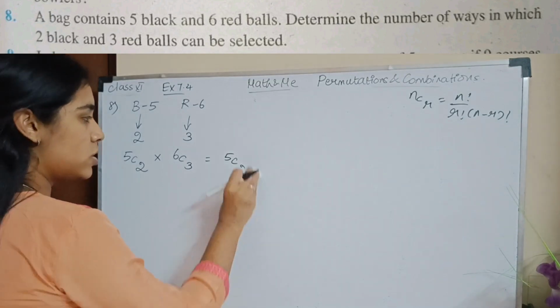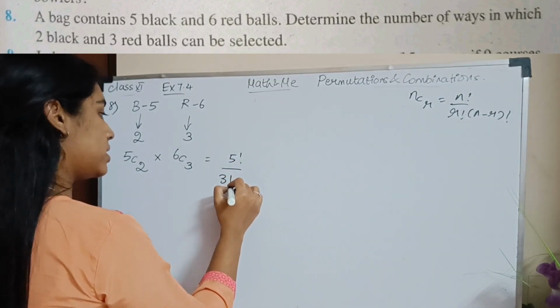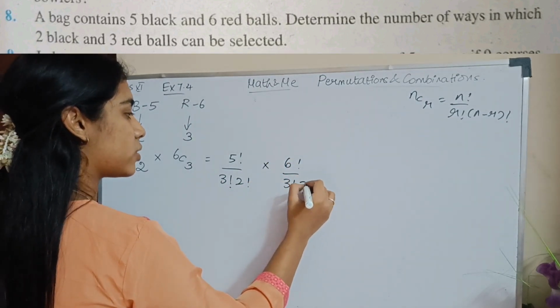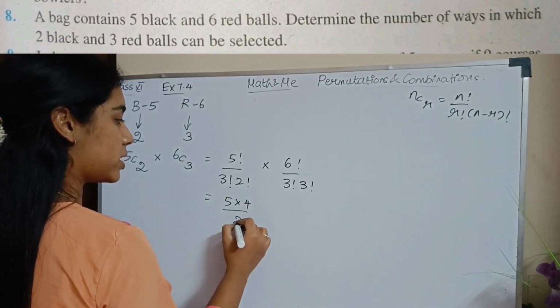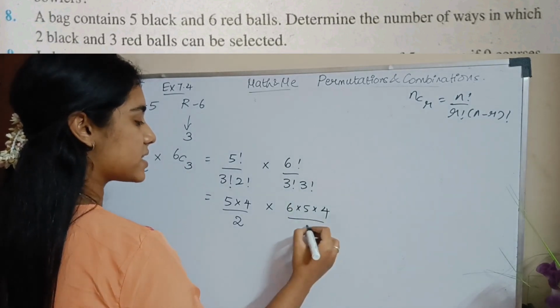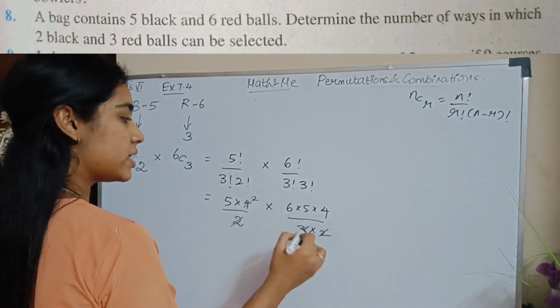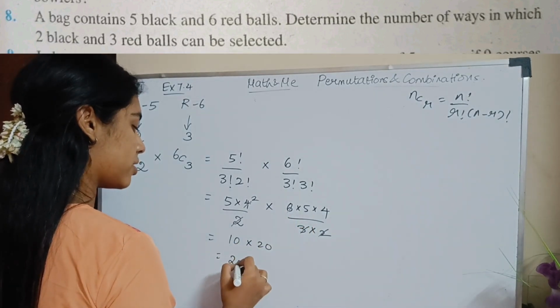So 5C2 is 5 factorial divided by 3 factorial times 2 factorial, times 6 factorial divided by 3 factorial times 3 factorial. Which will be 5 into 4 times 3 factorial divided by 2, times 6, 5, 4, 3 factorial cancels. I'll have 3 factorial, which is 3 into 2. So 2 2s are 4, 3 2s are 6. So I'll be left with 10 into 20, which is 200 ways.